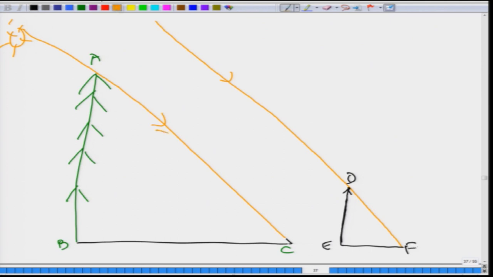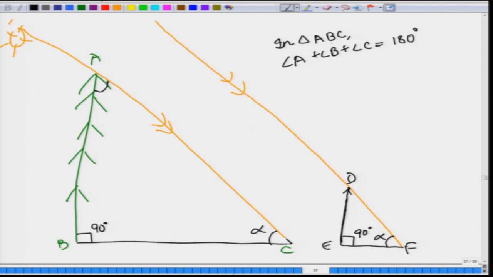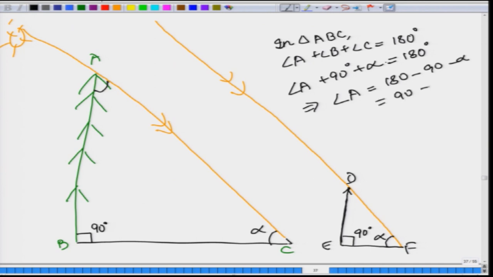Because both of these rays are parallel to each other, they will be making the same angle. So, both of these angles are equal. Now, your tree is subtending an angle of 90 degrees with the ground and this stick is also subtending an angle of 90 degrees to the ground. Let us call this angle alpha. In triangle ABC, angle A plus angle B plus angle C is equal to 180 degrees. Angle B is 90 degrees, angle C is alpha, so angle A is equal to 180 minus 90 minus alpha, which is 90 minus alpha degrees.